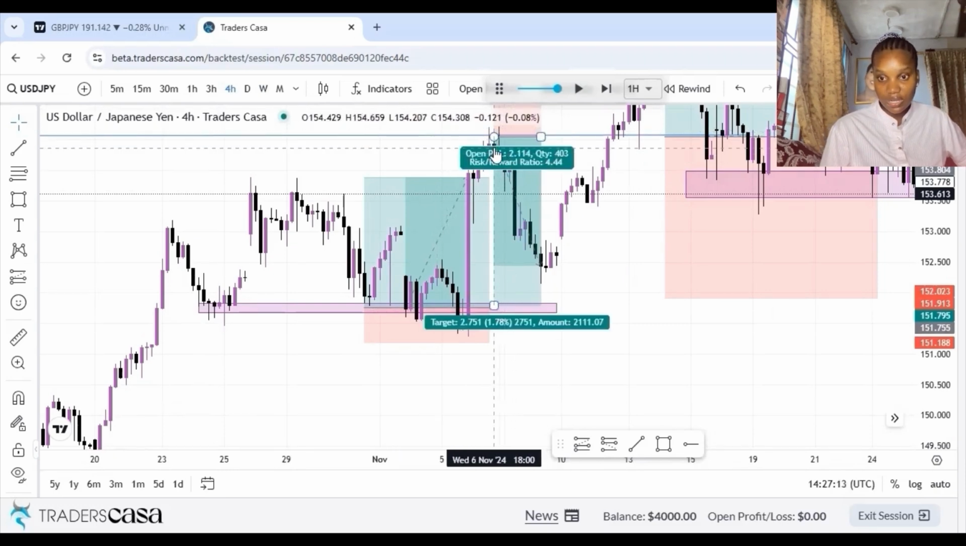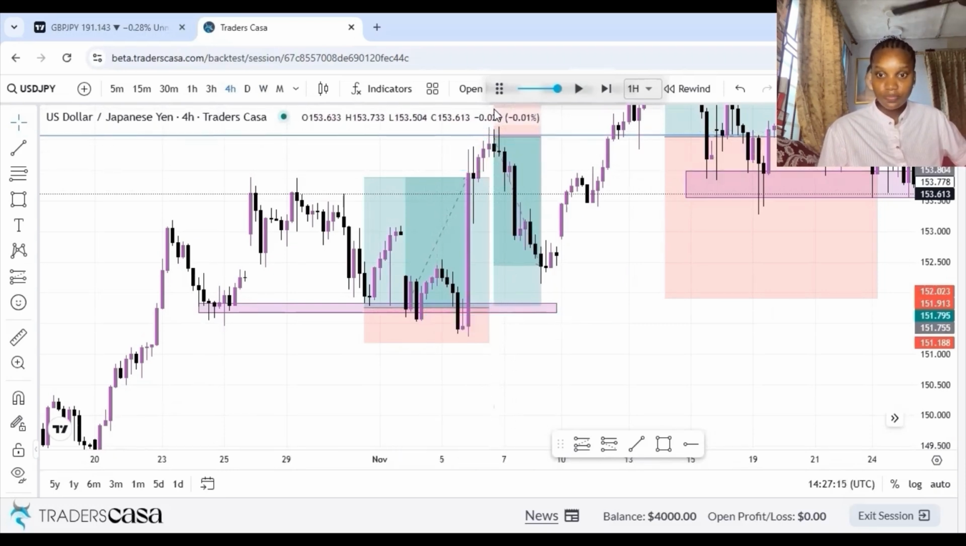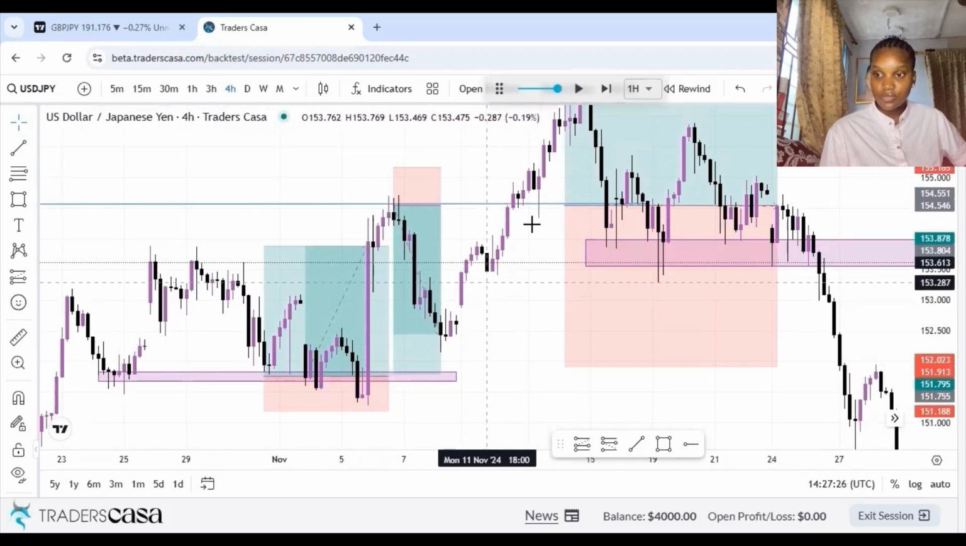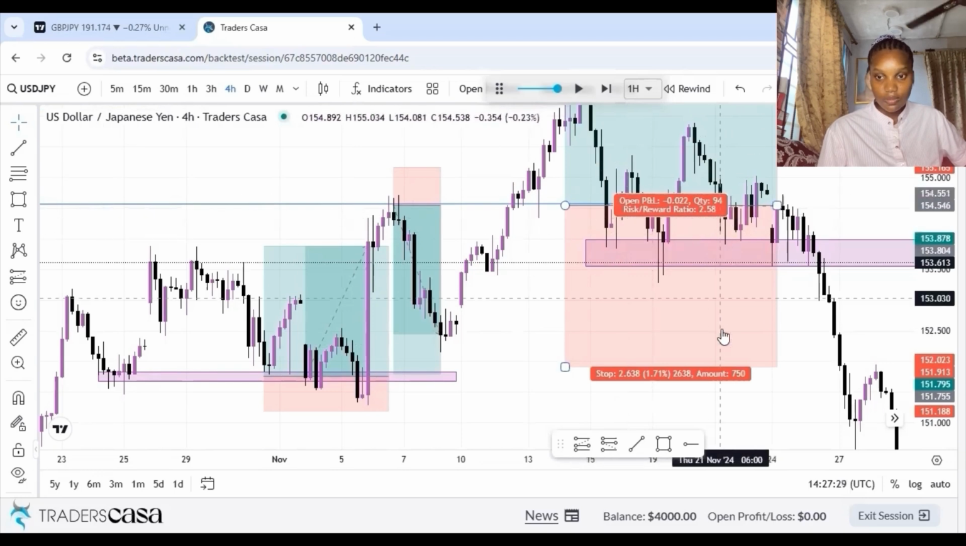Then at this zone, if price is not able to break it with a full body candle off this zone, the market is going to sell back. So that's what I did. I bought, then I sold back, right? Then after that, I decided to buy again. The market took me out.